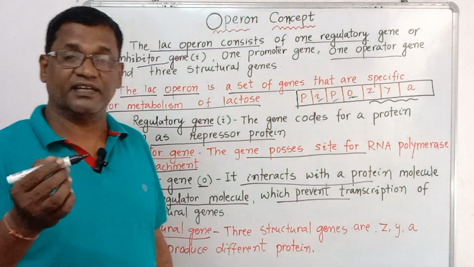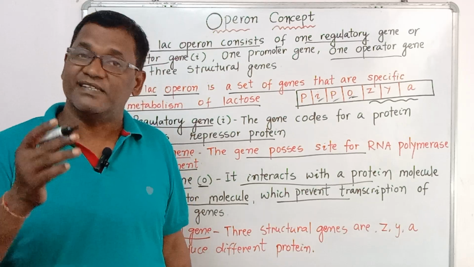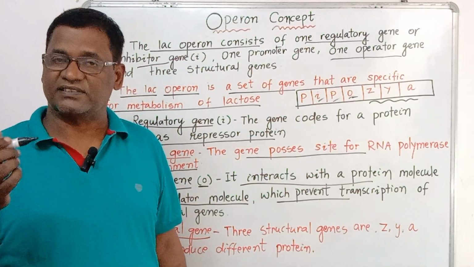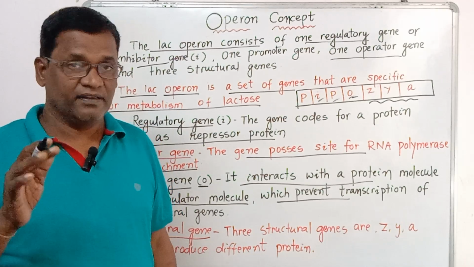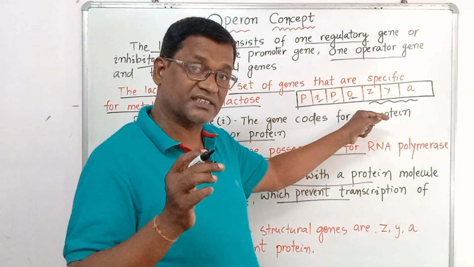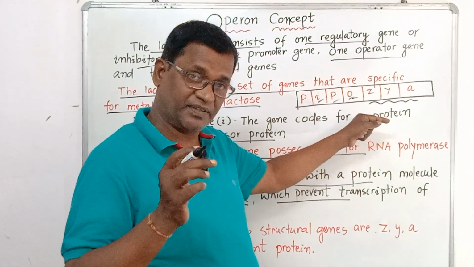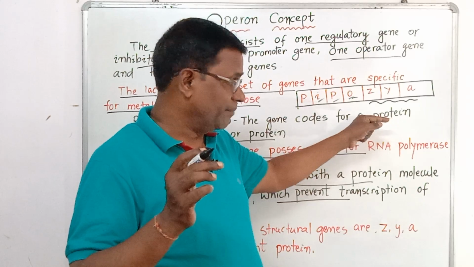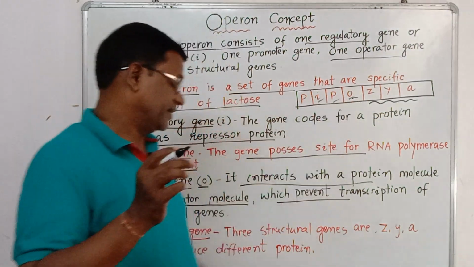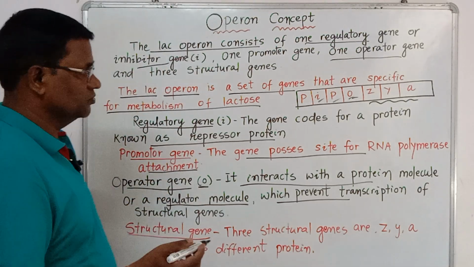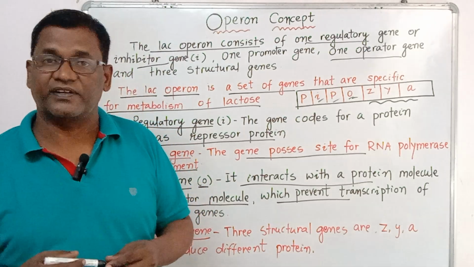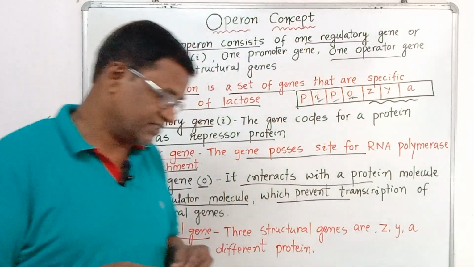Transcription means when DNA produces RNA. When RNA produces the protein, that is called translation. Clear? Transcription occurs to form the mRNA, and the mRNA follows translation, then only the protein will form. This is controlled by the operator gene. And the structural genes are Z, Y, A, three structural genes, and they will produce different types of proteins.